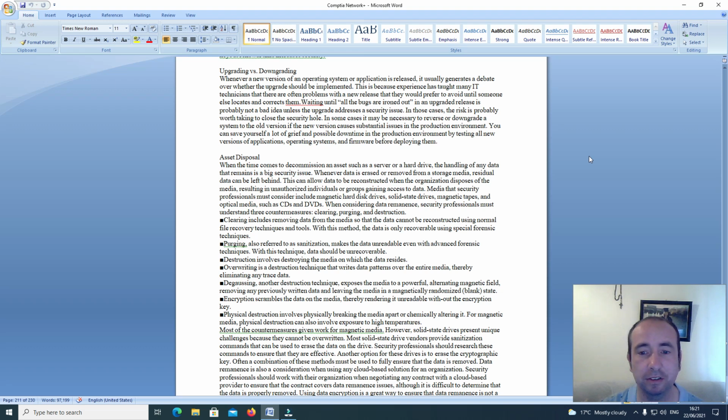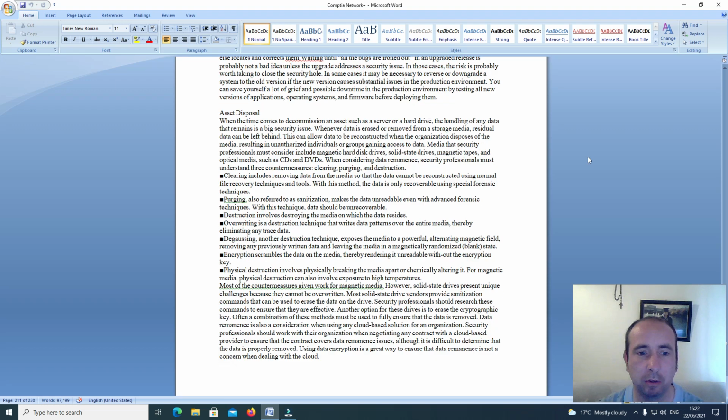In some cases, it may be necessary to reverse or downgrade a system to the old version if the new version causes substantial issues in the production environment. You can save yourself a lot of grief and possible downtime in the production environment by testing all new versions of applications, operating systems and firmware before deploying them.